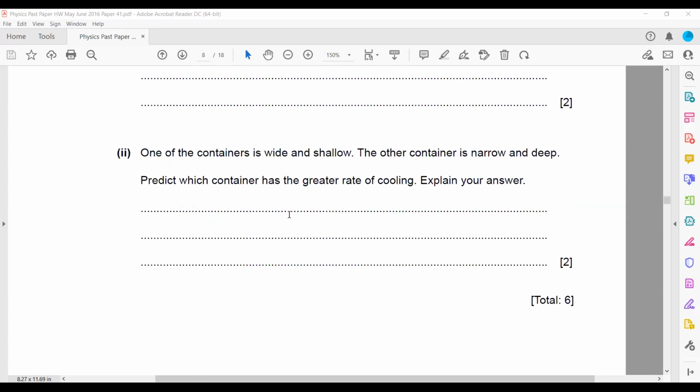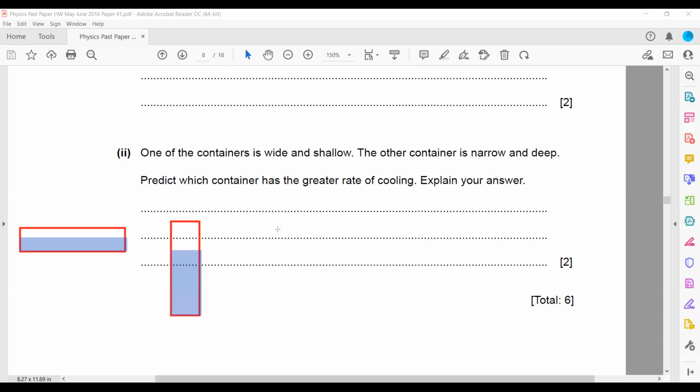Then one of the containers is wide and shallow, and the other container is narrow and deep. So these are the two containers, but they have the same amount of liquid. Predict which container will have a greater rate of cooling, or which container will cool down faster. The container which is wide and shallow will cool down faster as compared to the container which is narrow and deep.